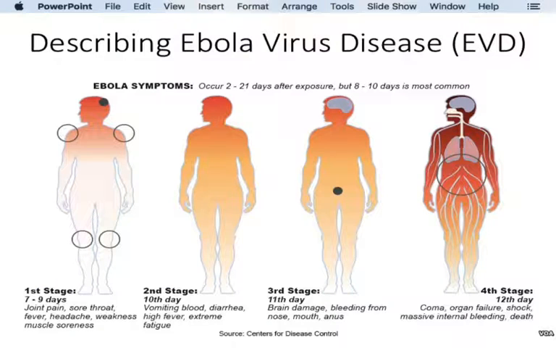Here are those different stages that we were talking about a little bit. So about 7 and 9 days, this would be your prodromal stage. Joint pain, sore throat, fever, headache, and so on. This is also kind of your dry stage. Here becomes the wet. So vomiting blood, not two different things. Vomiting blood, single word, that's even more frightening. Diarrhea, high fever, extreme fatigue, brain damage, bleeding from the nose, mouth, and anus, and then coma, organ failure, shock from a drop in blood pressure, massive internal bleeding, death, possibly.